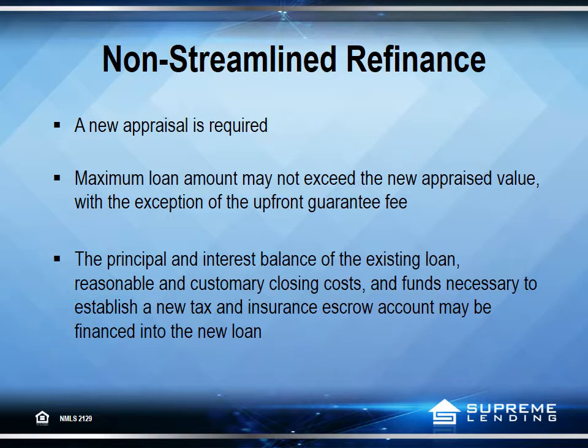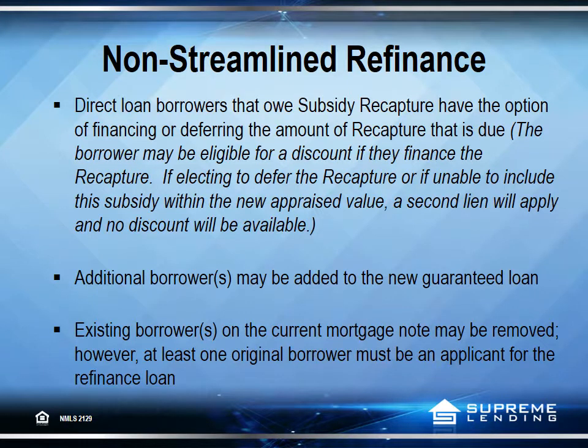The principal and interest balance of the existing loan, reasonable and customary closing cost, and funds necessary to establish a new tax and insurance escrow account may be financed into the new loan. Direct loan borrowers that owe subsidy recapture have the option of financing or deferring the amount of recapture that is due. The borrower may be eligible for a discount if they finance the recapture. If electing to defer the recapture, or if unable to include the subsidy within the new appraised value, a second lien will apply and no discount will be available.